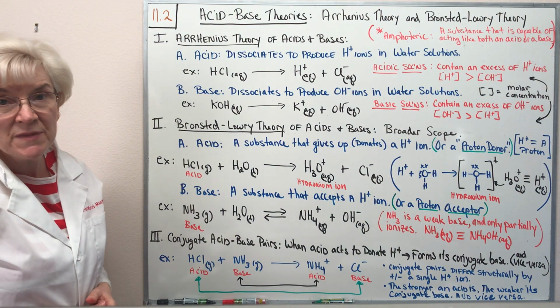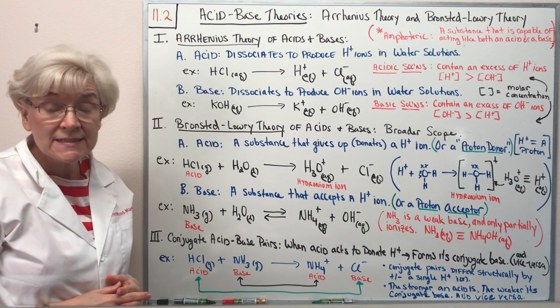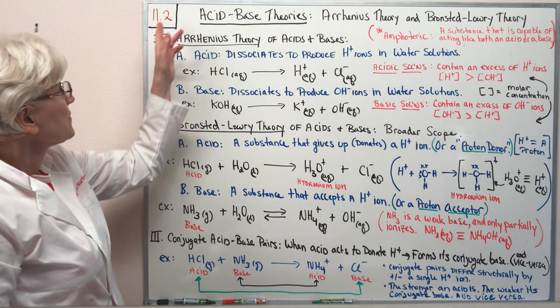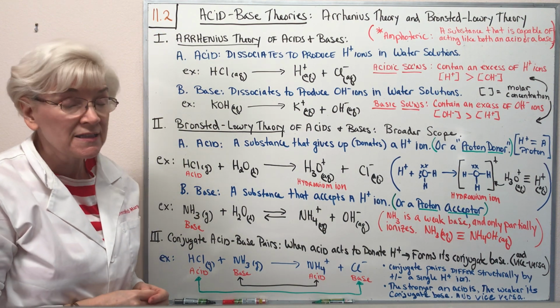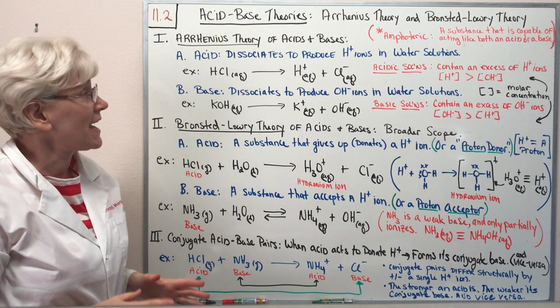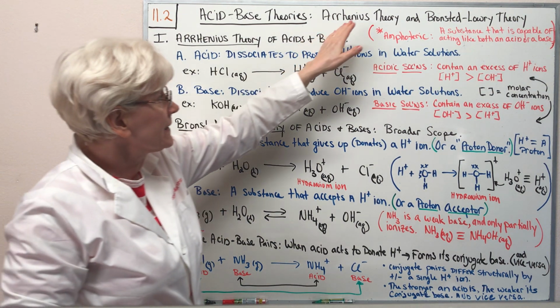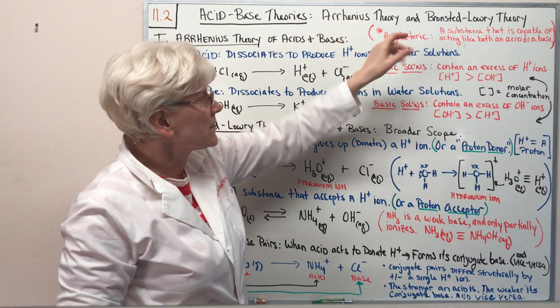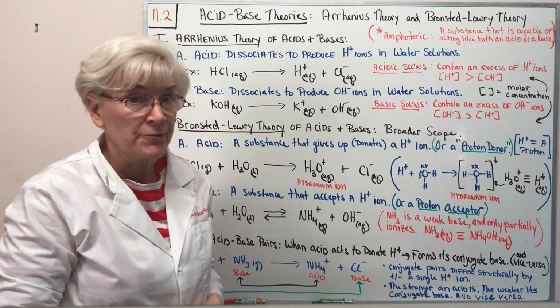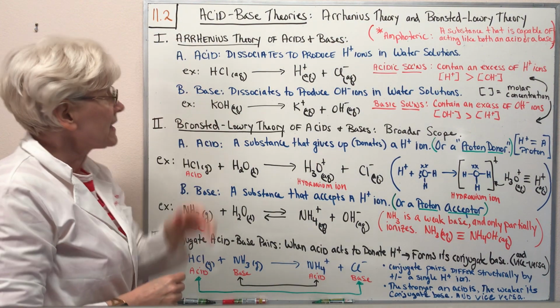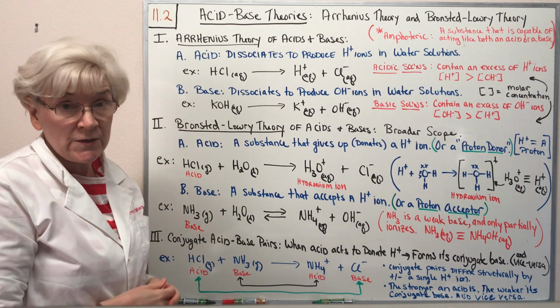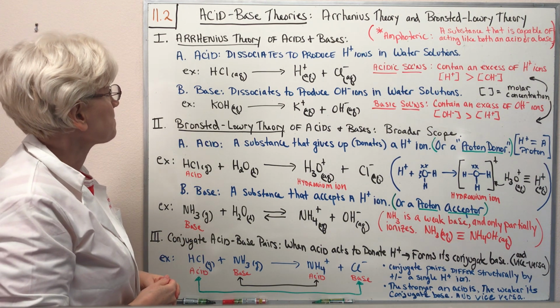In this video segment, we are going to discuss acid-base theories. This information is found in section 11.2 of chapter 11 on acids and bases. The two acid-base theories we're going to focus on right now are the Arrhenius theory and the Bronsted-Lowry theory. The Arrhenius theory is an earlier theory of acids and bases.